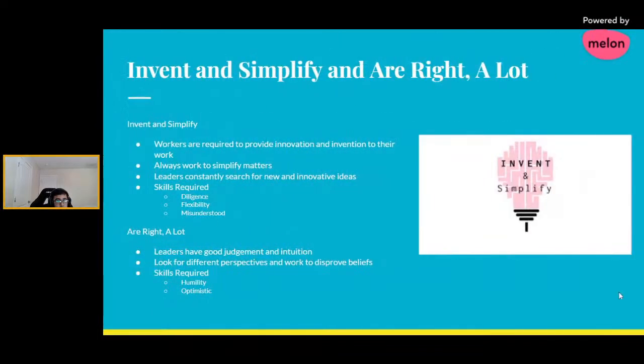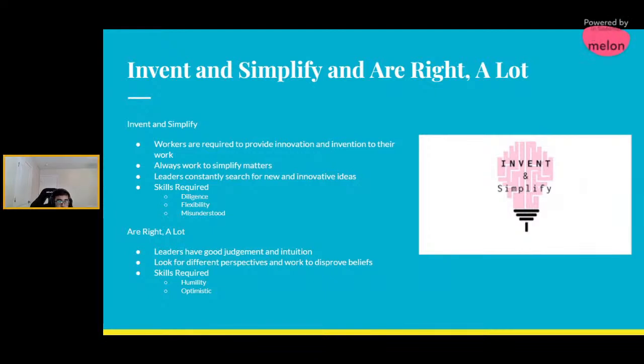All right, the next ones are invent and simplify and write a lot. Invent and simplify is where workers are required to provide innovation and invention to their work. They always work to simplify matters, and leaders constantly search for new and innovative ideas. The skills required for this are diligence, flexibility, and being misunderstood. That's actually a skill required here.